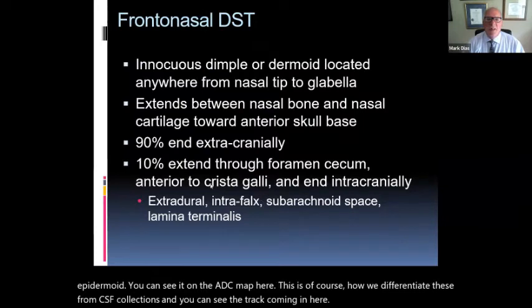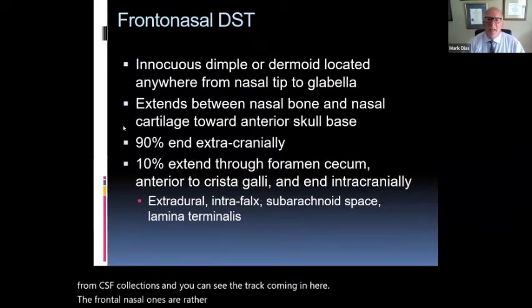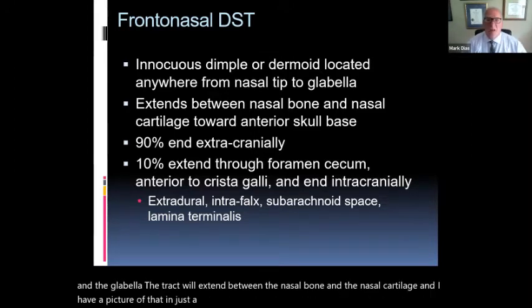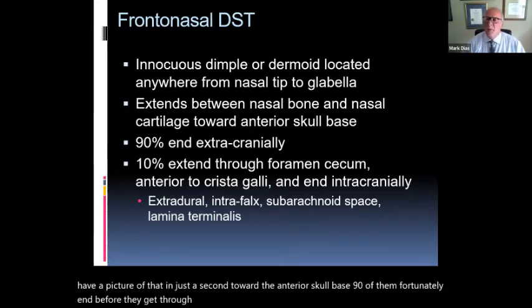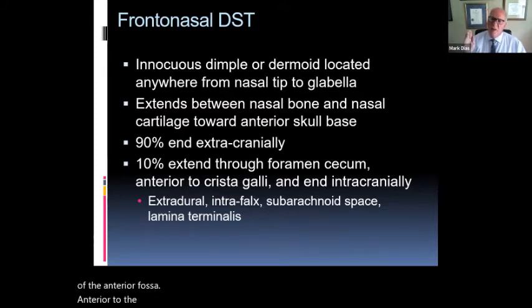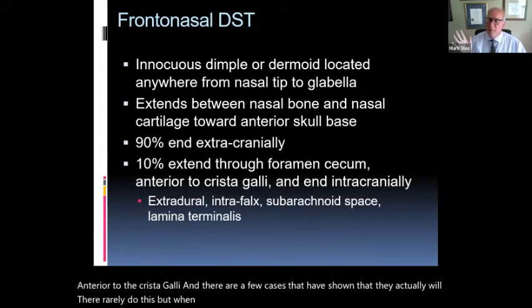The frontonasal ones are rather innocuous dimples located anywhere between the nasal tip and the glabella. The tract will extend between the nasal bone and the nasal cartilage, and I have a picture of that in just a second, toward the anterior skull base. 90% of them, fortunately, end before they get through the skull, but 10% will extend through the skull, where they extend through the frontonasal suture, through the foramen cecum at the base of the anterior fossa, anterior to the crista galli. And there are a few cases that have shown that they actually will, they rarely do this, but when they do, it's fascinating from an embryological standpoint.